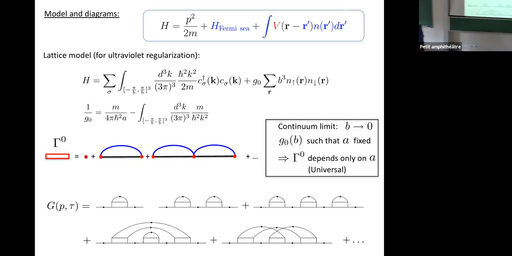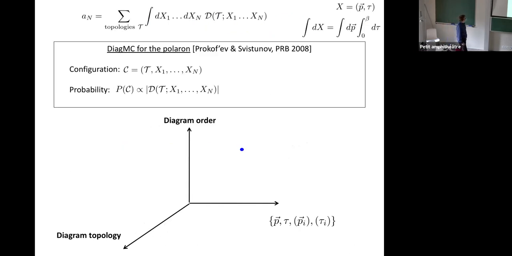Okay, so now I will just briefly outline the idea of diagrammatic Monte Carlo in the more conventional sense, the way it was introduced by Prokof'ev and Svistunov. So the idea is that we have A_n, the sum of all diagrams of order n. To get this, we need to sum over all the topologies, tau, and integrate out all the internal variables. Typically, conventional diagrammatic Monte Carlo works in the momentum imaginary time representation. So these integrals are just integrals over internal momenta and integration over imaginary times.